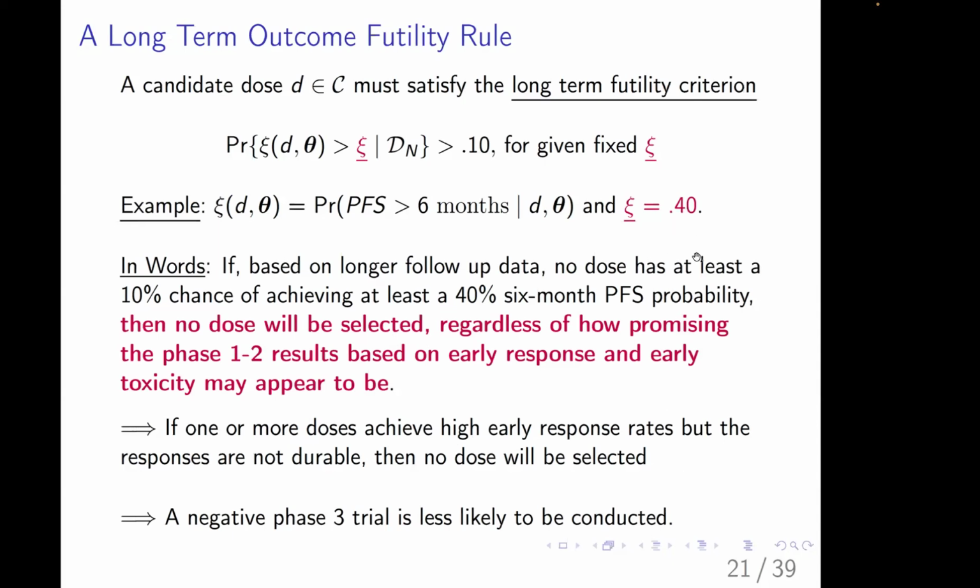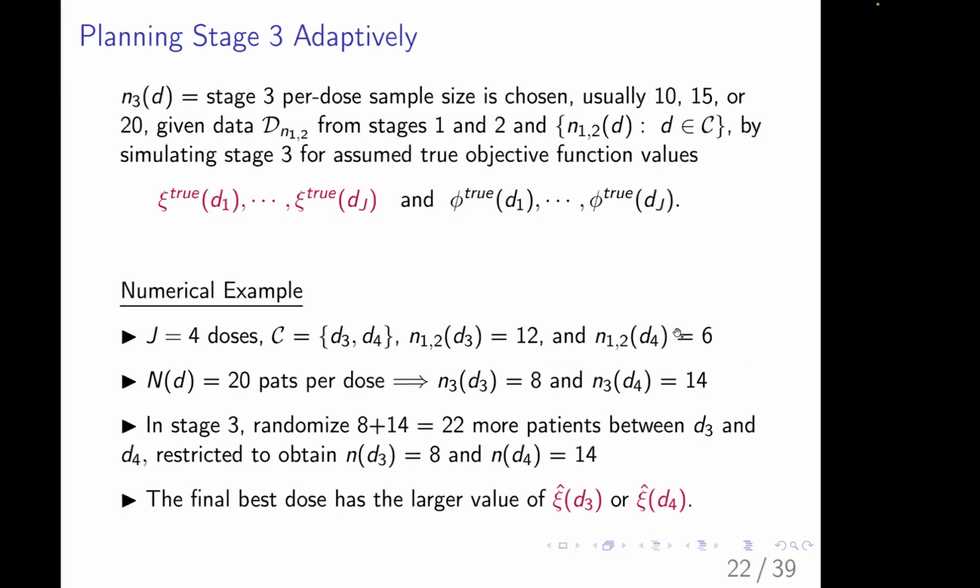So this rule is a gatekeeper. It says don't waste time and resources on a dose that's got early outcomes that look promising, but has not so good outcomes in terms of long-term success. So if you're in the setting where a lot of patients get responses, but almost nobody is alive with disease in remission at month 6, don't proceed. Don't go to phase 3. So this is a gatekeeper rule.